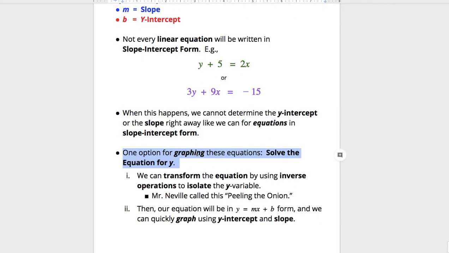One option to graph these equations is to solve the equation for y. What do we mean by this? We can transform the equation by using inverse operations to isolate the y variable. Last year you've done this already. Mr. Neville referred to this as peeling the onion. Once we do solve the equation for y, or get the y isolated, then our equation's in slope-intercept form. We can quickly graph using the y-intercept and slope.